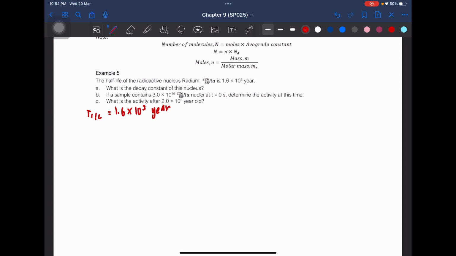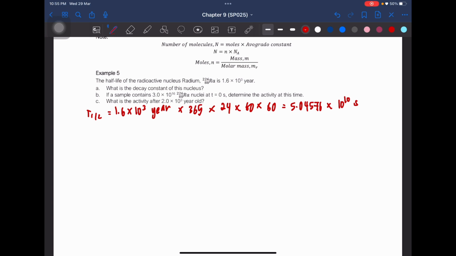I don't like it when the half-life is in years, so I prefer to change it into the SI unit, which is just seconds. So how do we do that? We're going to multiply it. In 1 year there are roughly 365 days, times with 1 day there is 24 hours, times with 60, times with 60. So you will get 365, 24, 60, 60. So you will get around 5.04576 times 10 to the power of 10 seconds. So this is the half-life of radium.